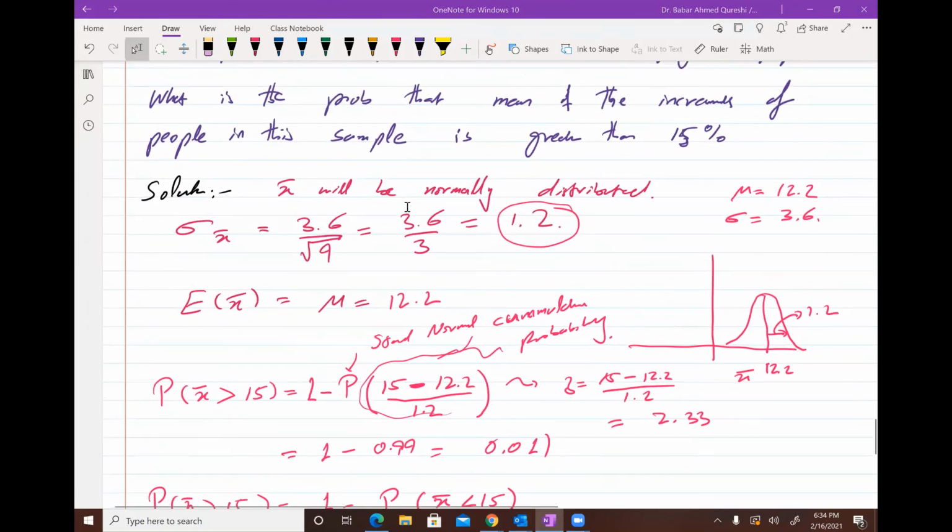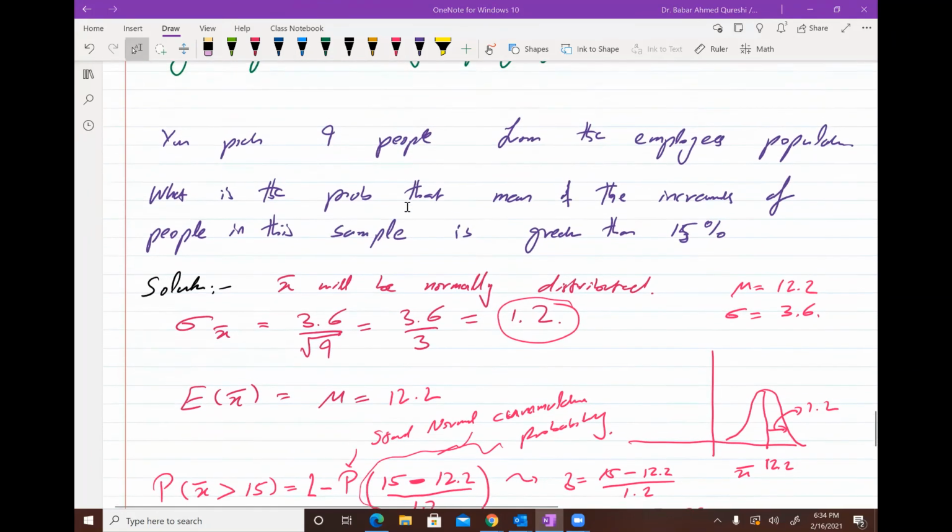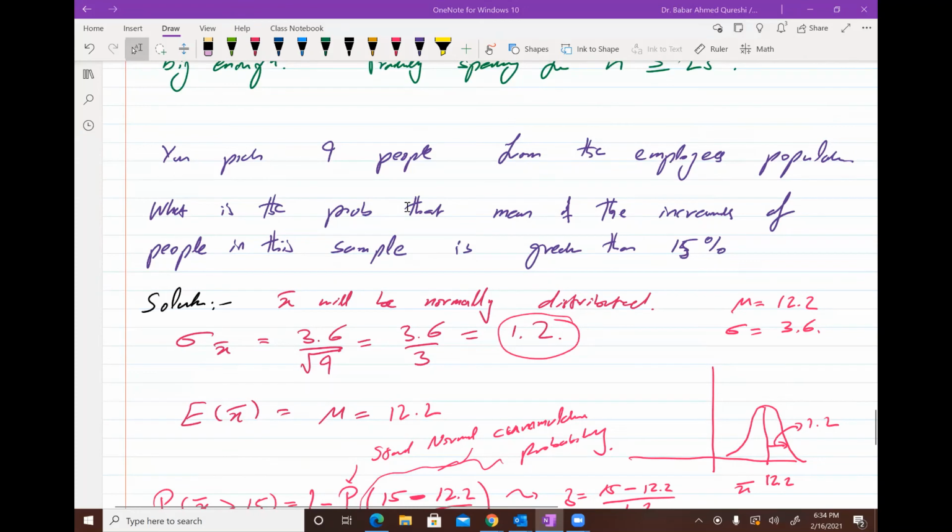The standard deviation changed because I'm answering a different question. The question is that you had this population where the increments were distributed around 12.2 mean with a standard deviation of 3.6. From this population, I picked up 9 people. And I computed the mean of those 9 people, and I'm asking, what is the probability now that this mean is more than 15? So that distribution has a different shape. Its standard deviation is given by this formula.